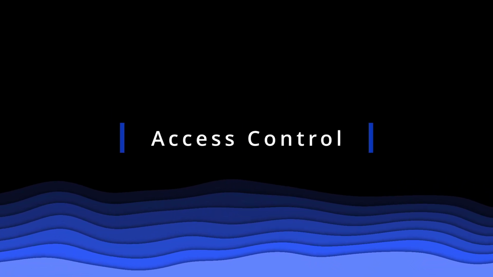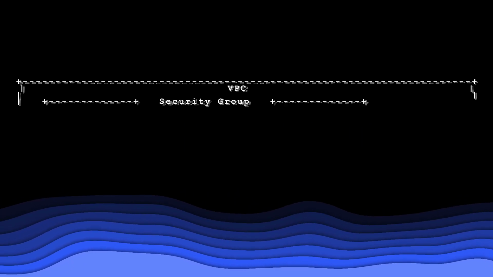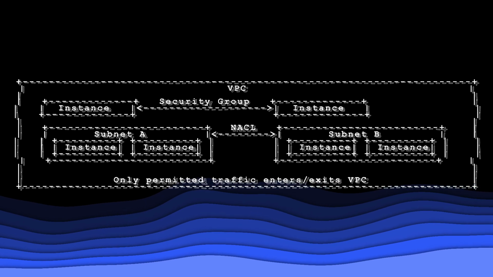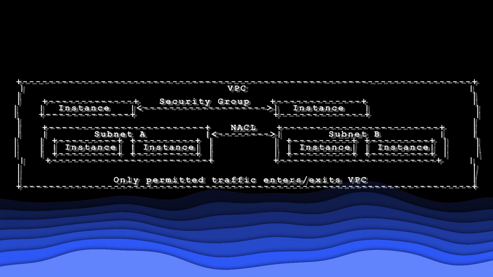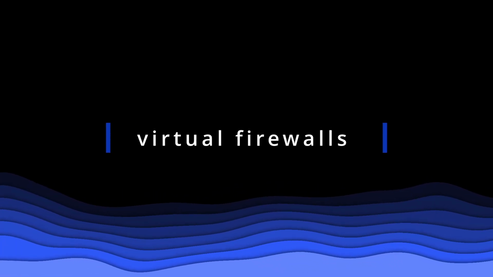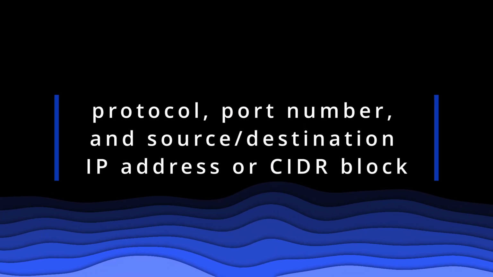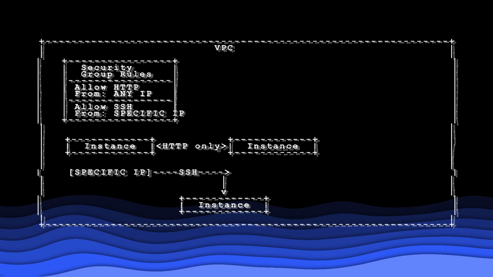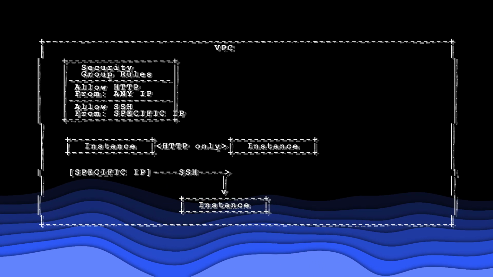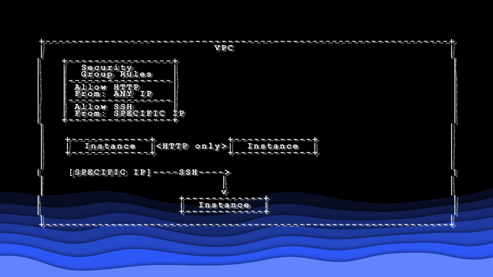Continue with access control. Security groups and network access control lists work at the instance and subnet level, respectively, to control inbound and outbound traffic to resources within the VPC. They function as virtual firewalls, ensuring only permitted traffic enters or exits the VPC. You can specify rules based on protocol, port number, and source/destination IP address or CIDR block. For example, you might allow incoming HTTP traffic from any IP address but restrict SSH access to a specific IP.